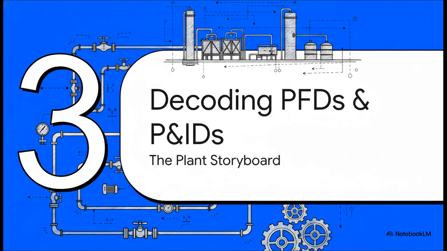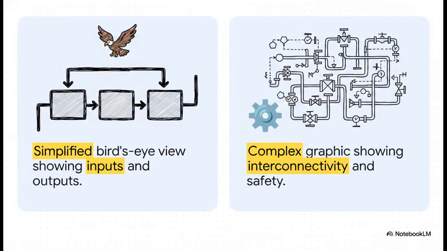Section 3. Decoding PFDs and P&IDs, the plant storyboard. Okay, long before a single piece of steel is ever cut, these massive facilities are mapped out using two vital documents. First is the PFD, or Process Flow Diagram. This is your conceptual bird's-eye view. It's simplified. It shows the sequential steps, inputs, and outputs. But then you step it up to the P&ID, the Piping and Instrumentation Diagram. This is the complex, highly detailed graphic that shows exact interconnectivity, safety schemes, and control mechanisms. It is the core storyboard of your entire facility.